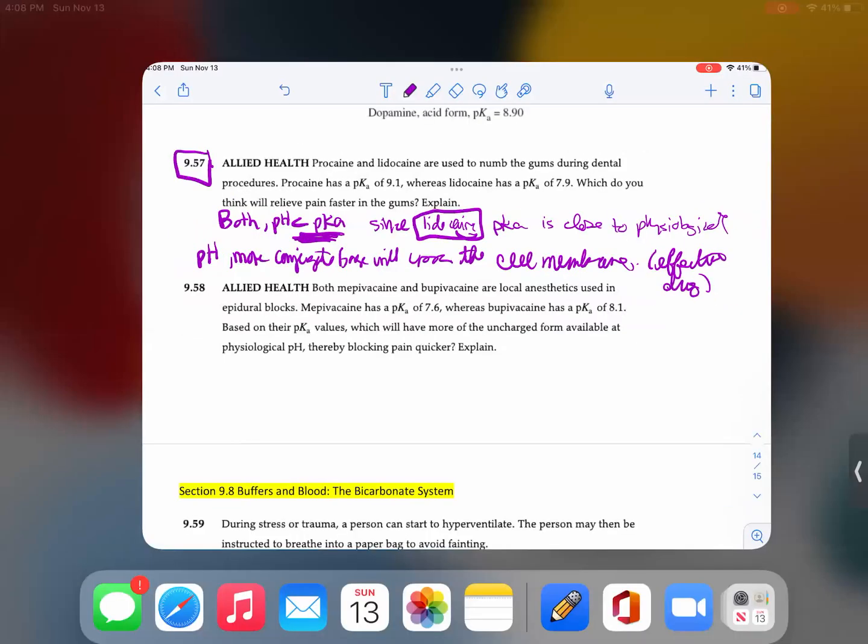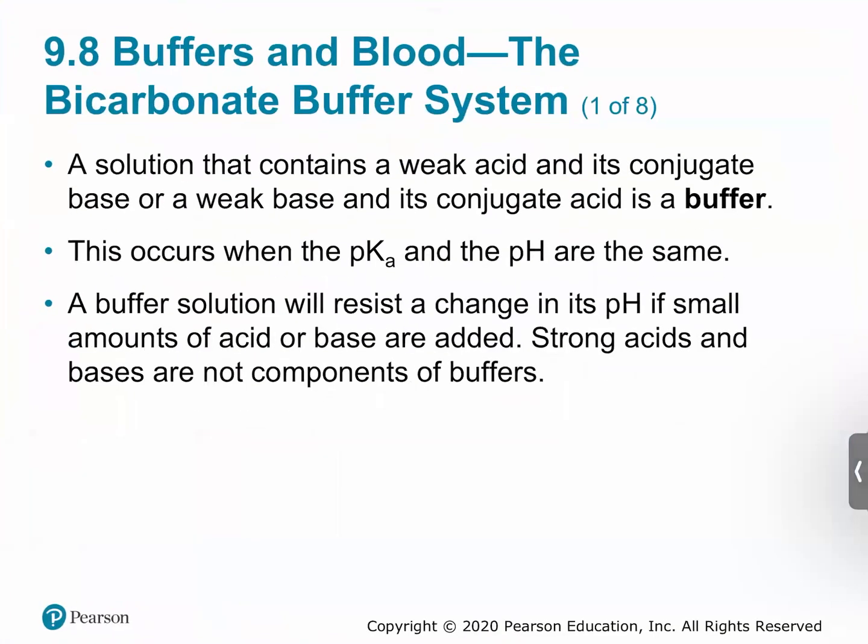Okay, let's go over our 9.8. So buffers in the blood. So you know it's important to maintain a certain pH in the blood. A solution that's going to have both a weak acid and its conjugate base, or a weak base and its conjugate acid, is a buffer. And so a buffer is something that you have whenever the pKa and the pH are the same, right? So you saw kind of what that looks like.